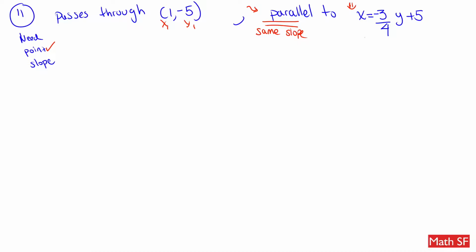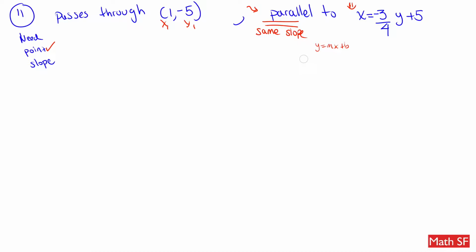To find the slope, you're going to have different cases. You're going to be given either two points, a graph, or an equation. In this case, we're given the equation. So to find the slope, I need to put it into this form. Let's see if we can do that.